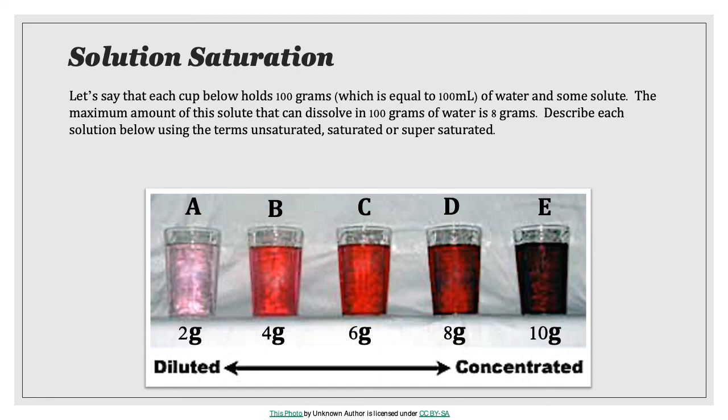And E is going to be our supersaturated solution because we've got 10 grams dissolved in there when we could really only dissolve 8 grams. And so we must have heated this cup up to get the rest of that solute to dissolve and then let it cool back down to the same temperature as the other ones. And now it's supersaturated because nothing has crystallized out. It's all still in solution. Okay.